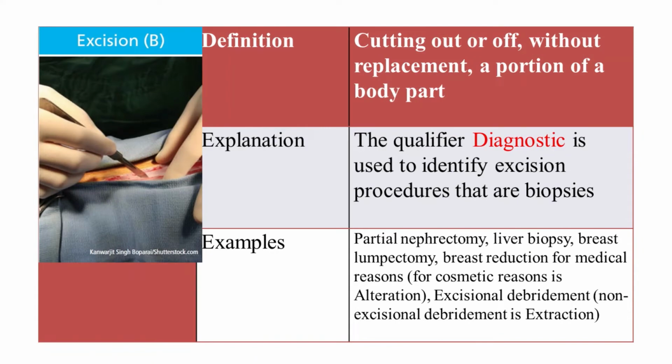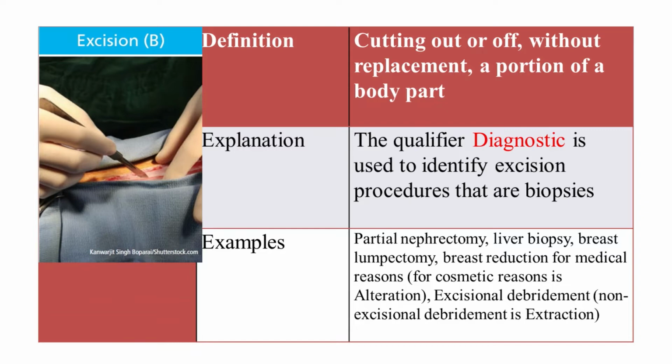Excision. So excision is defined as cutting out or off without a replacement a portion of a body part. Almost all biopsy procedures are coded to this root operation, and the qualifier value is diagnostic in such biopsy procedures. Examples include partial nephrectomy, liver biopsy, breast lumpectomy, breast reduction, and excisional debridement.